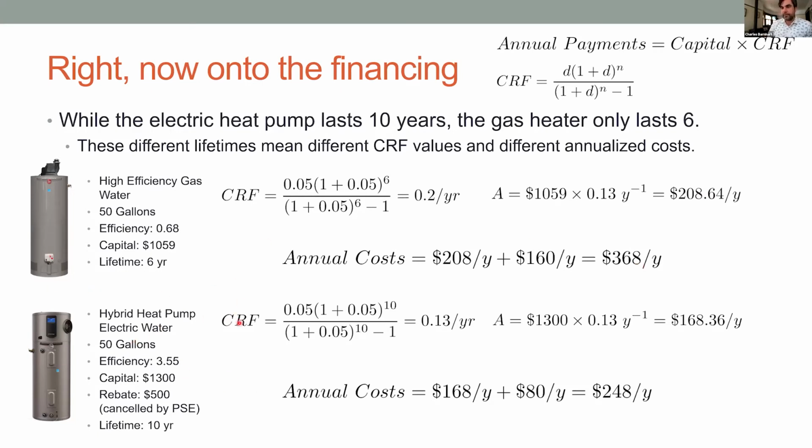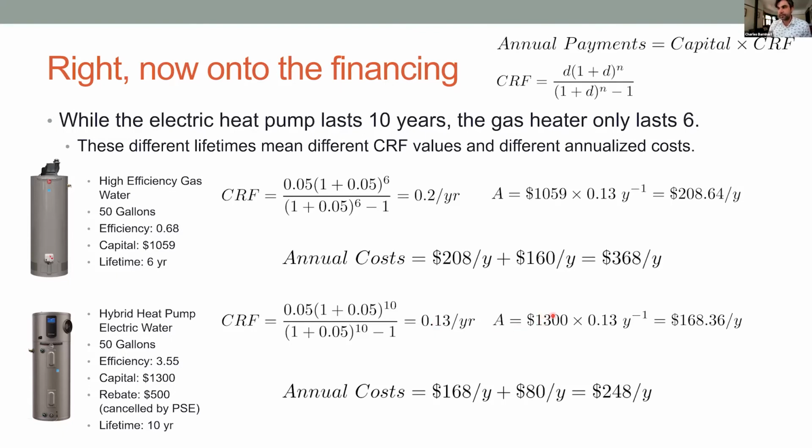Now let's do it for the electric heat pump water heater. It has a cost recovery factor that's different because the interest rate's the same, but the lifetime is different. It lasts 10 years, not 6 years. And so its cost recovery factor is 0.13 per year. It's lower because we have more time to pay it off. We have 10 years to pay it off, not 6 years.